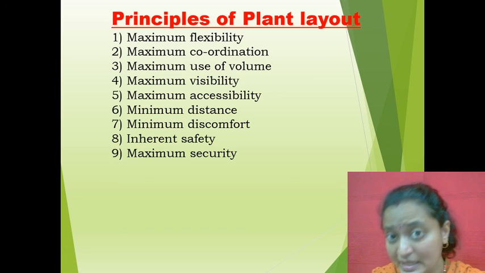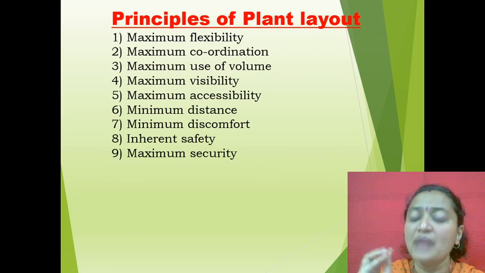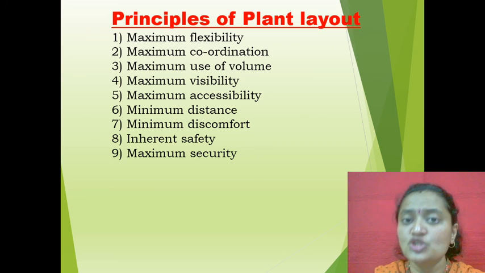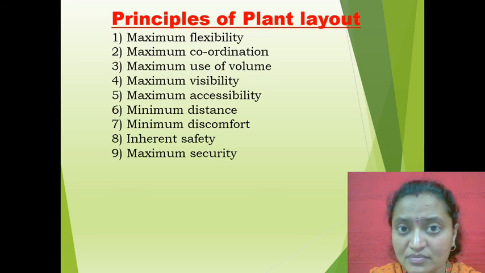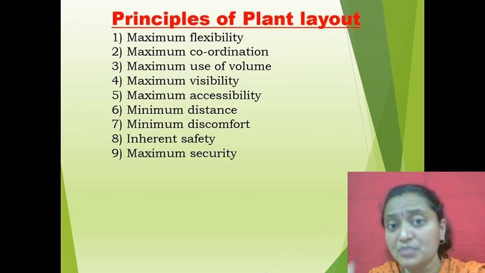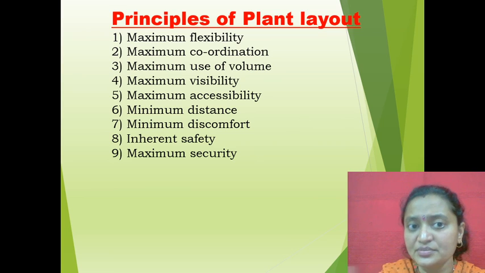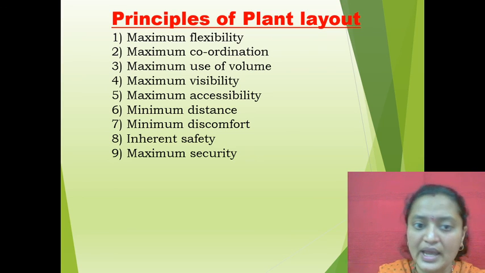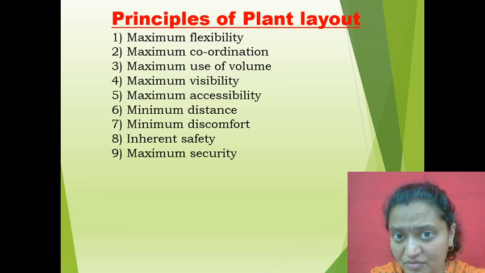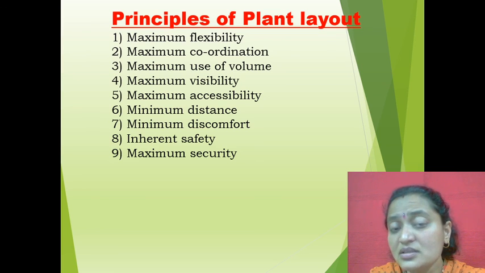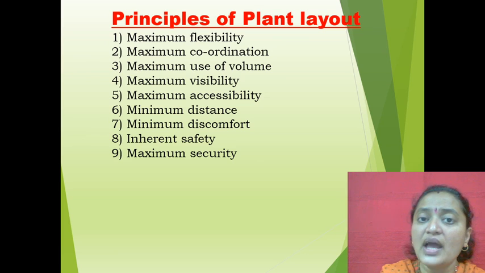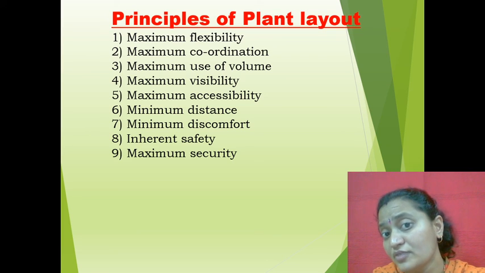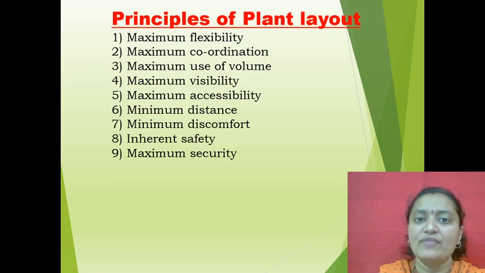And maximum accessibility, which means whatever the plant, machinery and equipment, they should be placed in a proper manner, and the distance covered in that particular area should be considered. If some big machines are there, workers may not feel comfortable. Then minimum discomfort: if the workers are facing problems relating to lighting, heating, or noise disturbance, they are not feeling comfortable working in that particular environment.